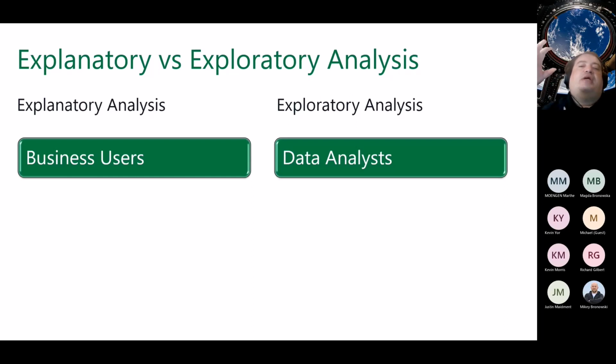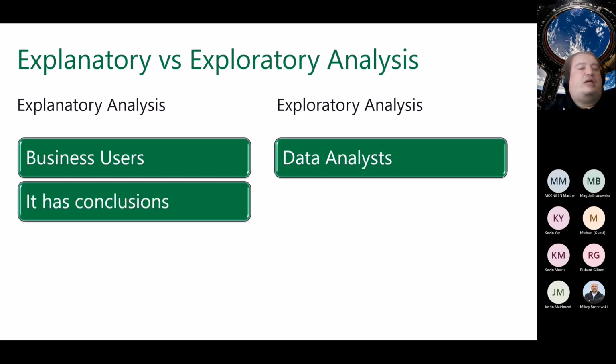So he needs to explore the data to discover something. The explanatory analysis happens when you already know what the data is telling you. The exploratory analysis happens when you don't know yet what the data is telling you, and you need to explore the data to discover that. So the explanatory analysis already has a conclusion about the data, which will be demonstrated to the business user.